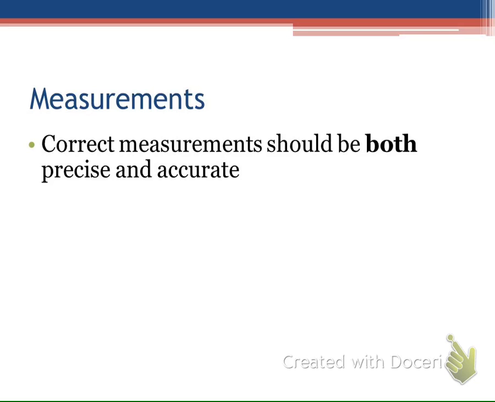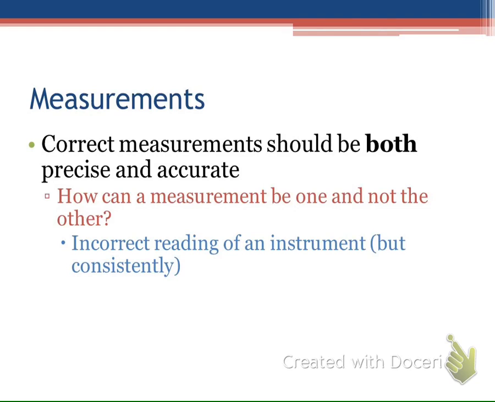But most of the time, we'll have an error in one or the other. Sometimes we can have precise measurements, but not accurate measurements. And sometimes we can have accurate measurements, but not precise measurements. Reading an instrument, that would give you which of the two? Would it give you precision or would it give you accuracy?